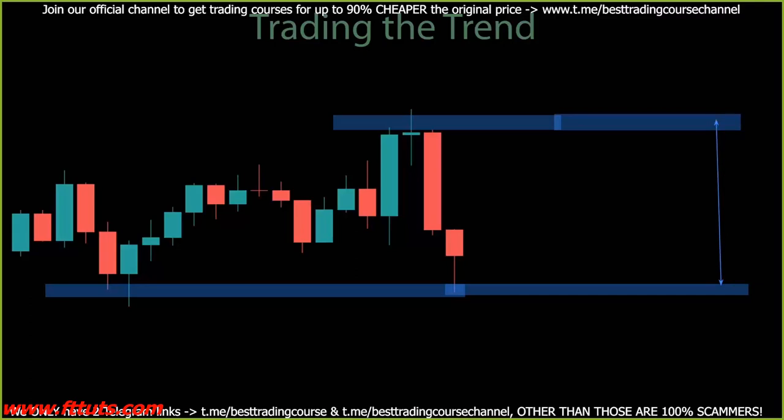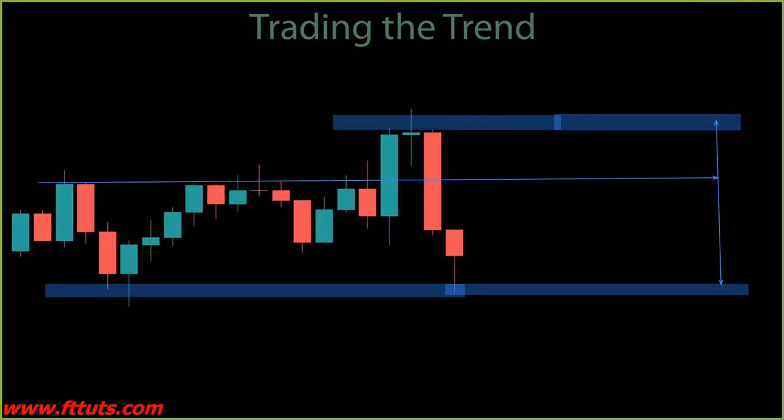Now, someone can say, oh, what about this range right over here? I don't think this range will count a lot, because if that range was to affect price, it would have affected this candle as it was coming down. But this candle just ignored that range and continued down. So now we have a clean, very clean candle here. Does this make sense?